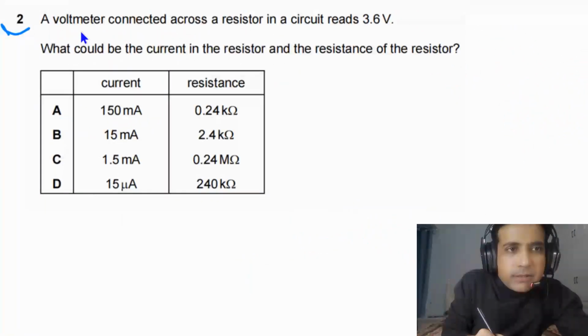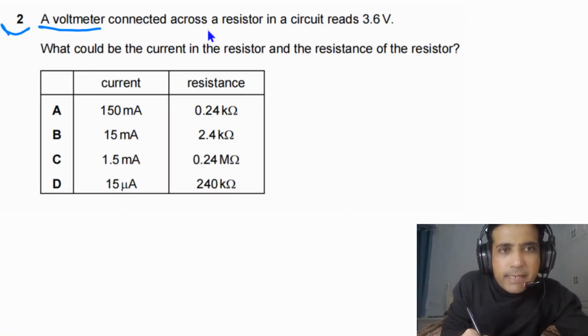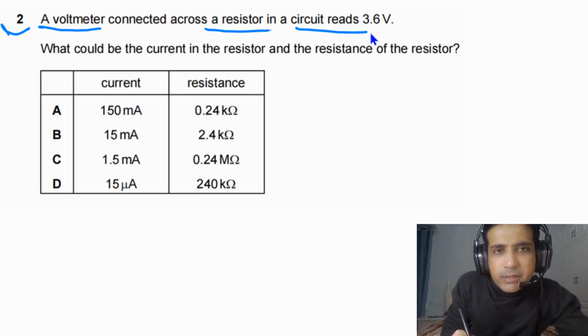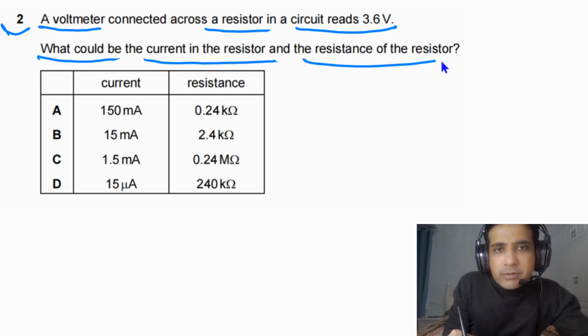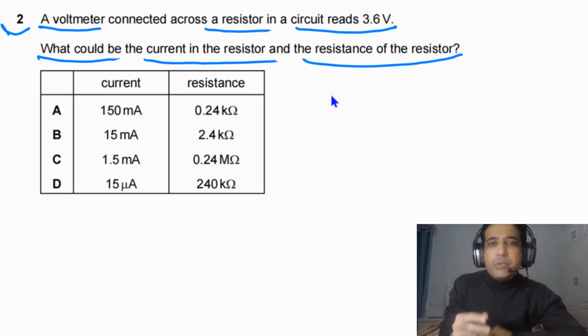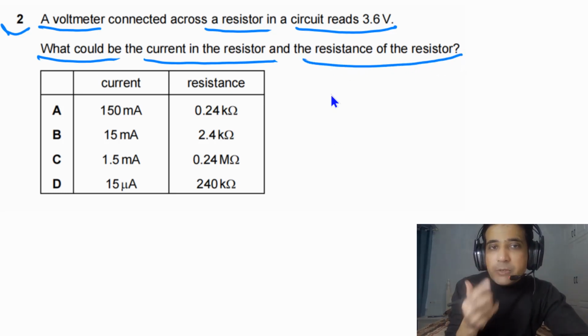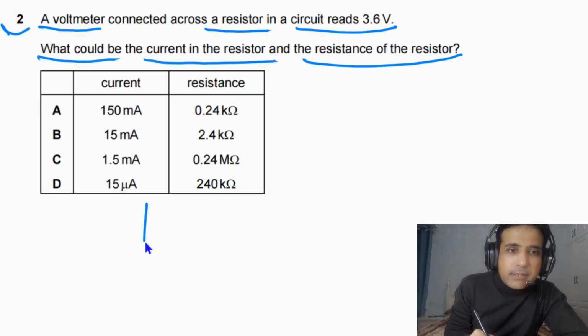For our second question, it is given to us that a voltmeter connected across a resistor in a circuit reads 3.6 volts. What could be the current in the resistor and the resistance of the resistor? In this case, V, the potential difference, is given to us. If you want to sketch this one, you can also sketch it.